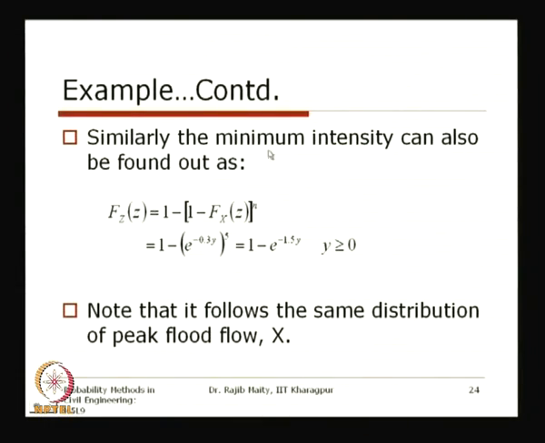If we are talking about the minimum one, and we put in the expression, it comes as 1 minus e^(-1.5y). This is the form of the exponential distribution, obviously with a different λ parameter. So the note is that the minimum follows the same distribution as the peak flood flow X, but not the maximum.